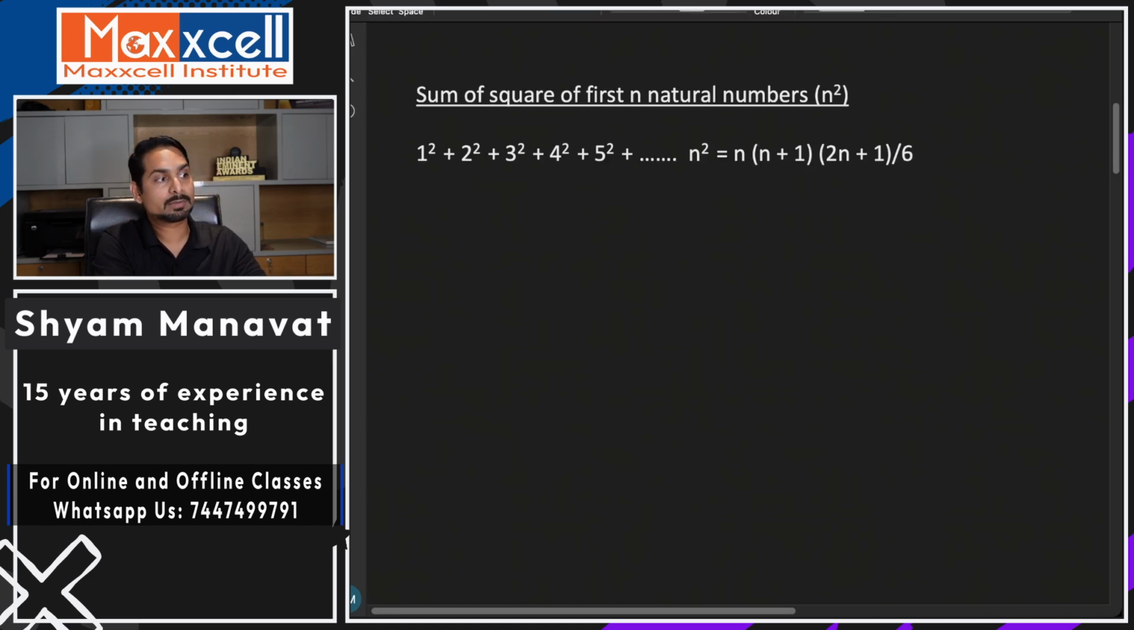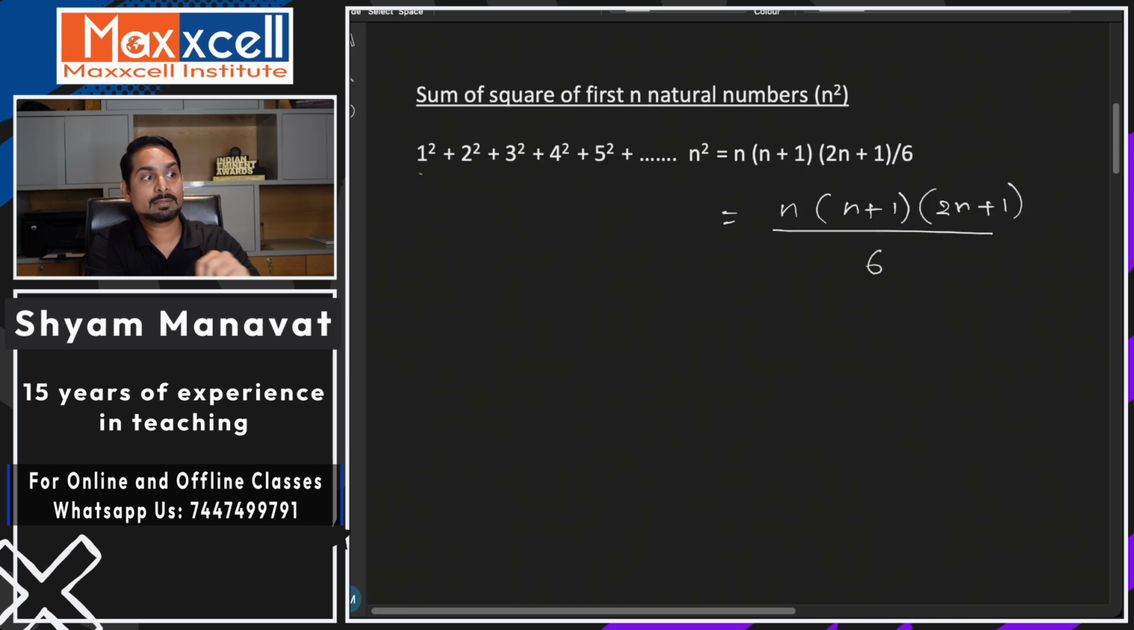1 square, 2 square, 3 square. So remember, first n natural numbers, so always start from 1. Then only this formula can be written. Let me write it properly, in fraction format. Remember this: n into n plus 1 into 2n plus 1 by 6. This is the summation of n square. Note this down.